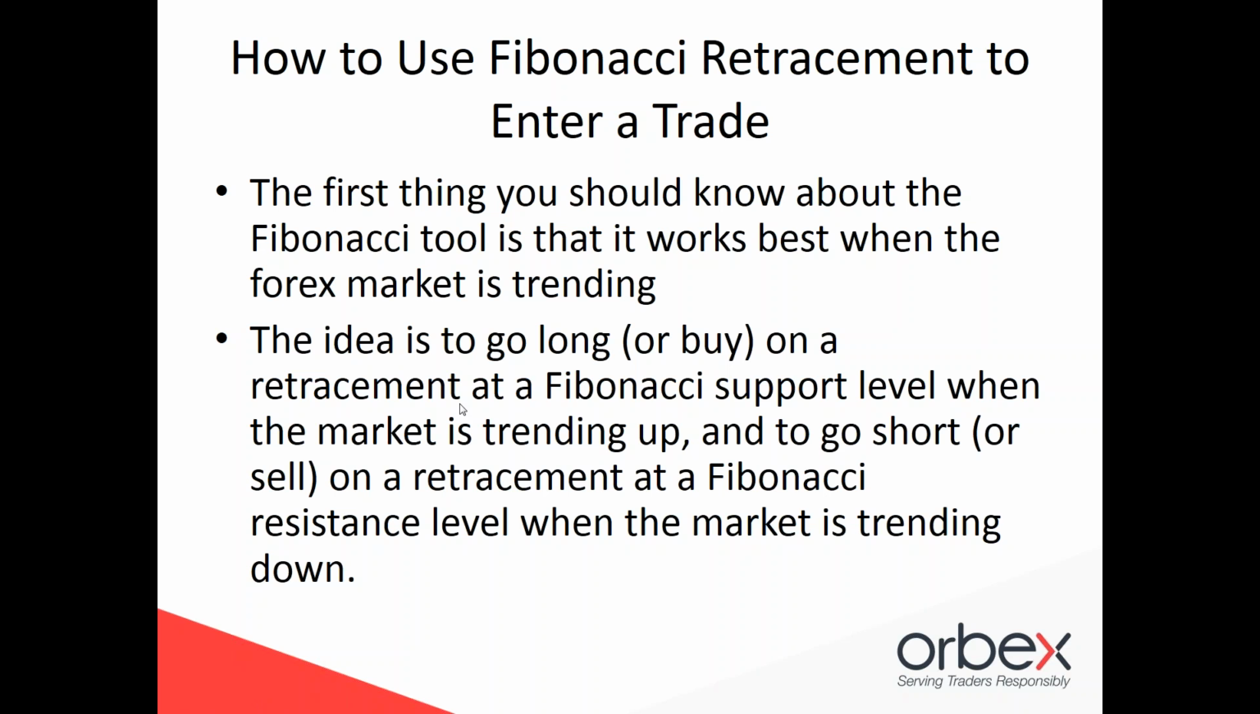Okay, so the idea is to go long or buy on a retracement at a Fibonacci support level when the market is trending up, and to go short the other way around, on a retracement at a Fibonacci resistance level, when the market is trending down. In theory, is this clear?